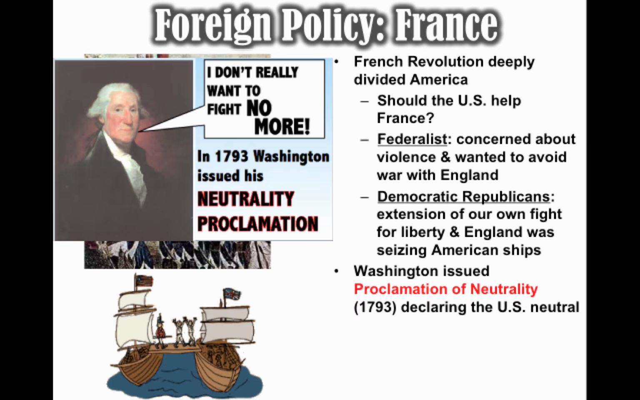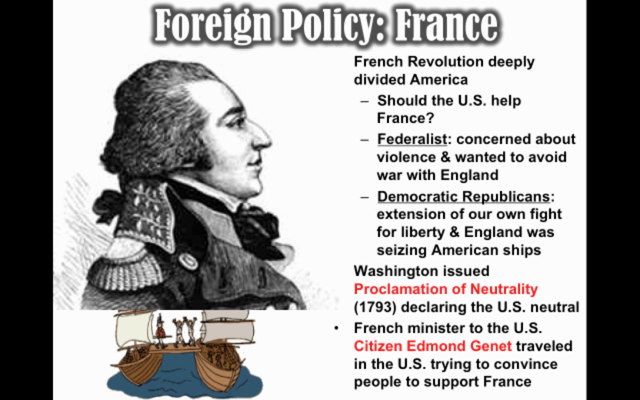policy. Now, George Washington issued the Proclamation of Neutrality in 1793. This declares the United States neutral. Once again, he wants to stay out of this European war. This neutrality is tested when a French minister to the United States, citizen Edmond Genet, traveled in the U.S. trying to convince people in the U.S. to support France. He is violating the rules of diplomacy, and eventually he is condemned and recalled by France. He ends up staying in the United States, but once again, American neutrality is being challenged.